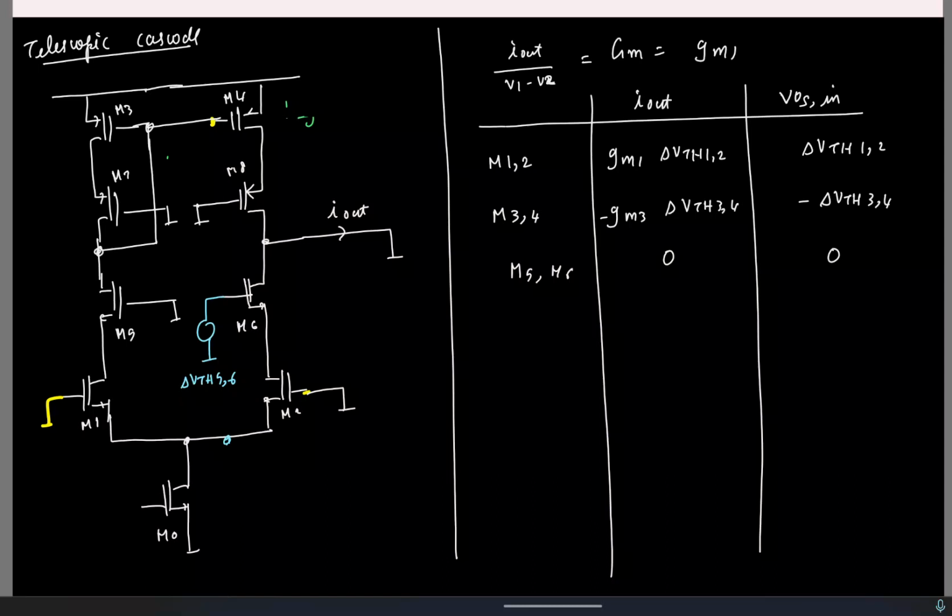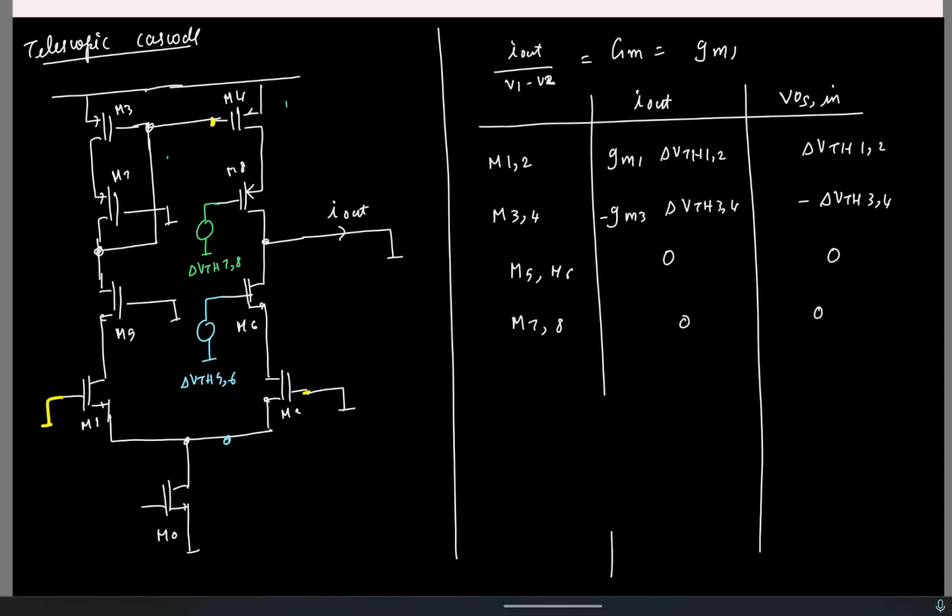So finally, we'll do the same thing for M7, M8. So I can model the mismatch in the threshold voltage by adding an effective voltage source at the gate of either of the transistors. If I do that, if this changes to delta VTH 7, 8, what do you think will happen to the output current? 0. Identical. So this also.